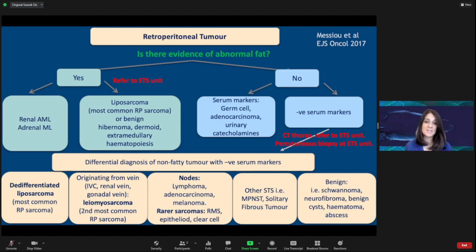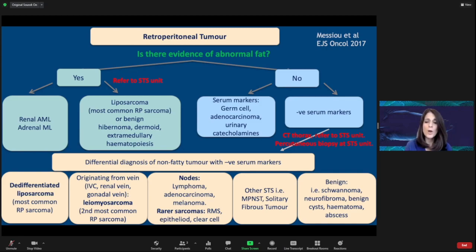Look and see if the mass is coming from a vein, because if it is, it's probably a leiomyosarcoma. Look for nodes, of course, because if you see nodes associated with the mass, could it be lymphoma, adenocarcinoma, or even melanoma? Sarcomas don't tend to spread to nodes. So if you see nodes, it's unlikely to be a sarcoma. There are some very rare subtypes that do spread to nodes, but really that's extremely rare.